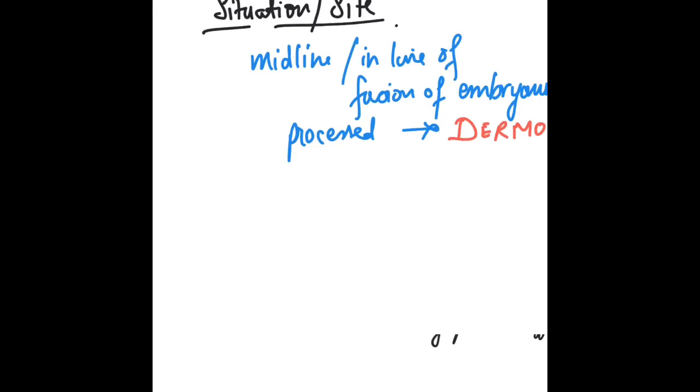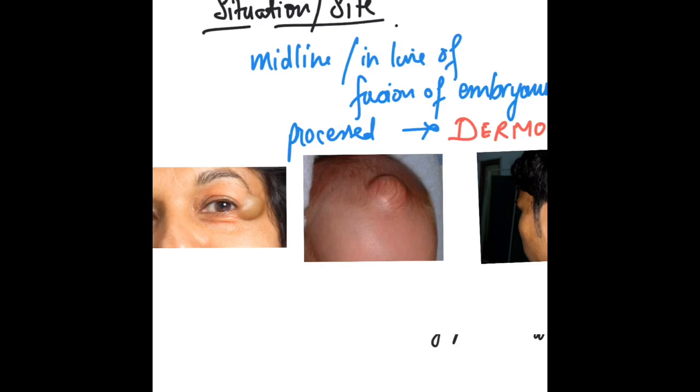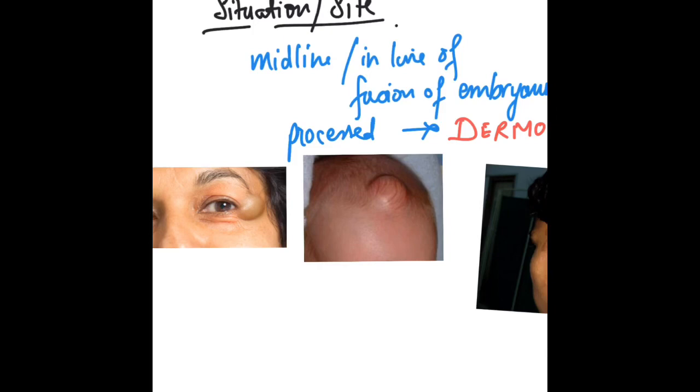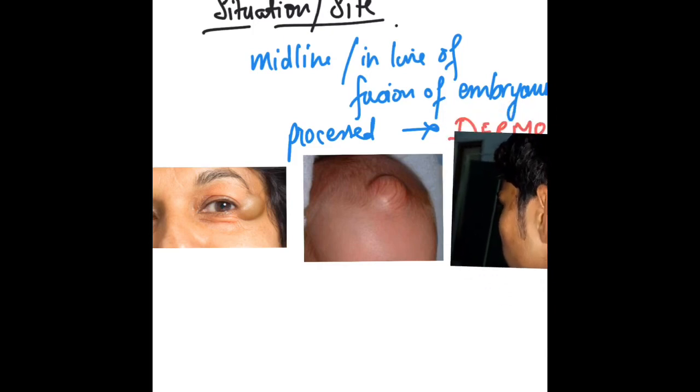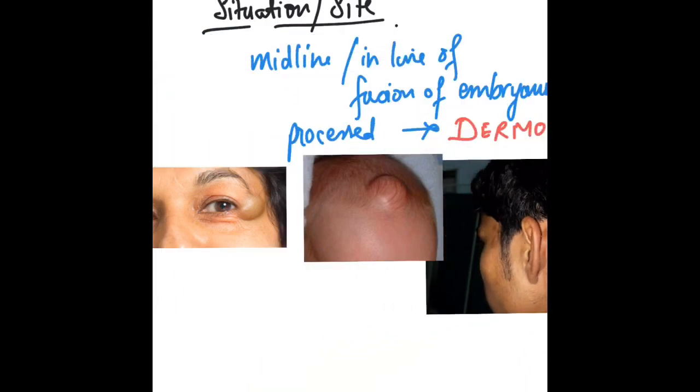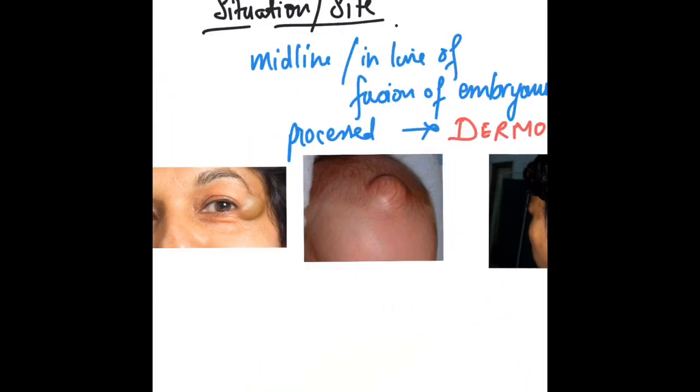Right, let me show you an image here. As you can see in these images, here you find a cyst at the position of anterior fontanelle, and here at the fusion of embryonic processes. Like this is the post-auricular dermoid, this is a dermoid at the canthus of the eye. Let's have a closer look at each one of them. See, this is a postauricular dermoid. Similarly, this is a dermoid cyst in the midline, you can say. It's involving the anterior fontanelle.